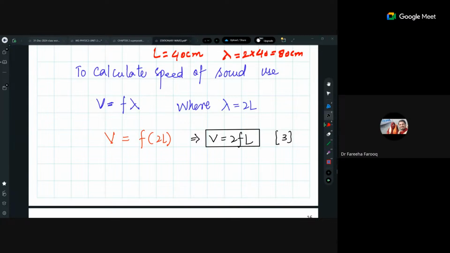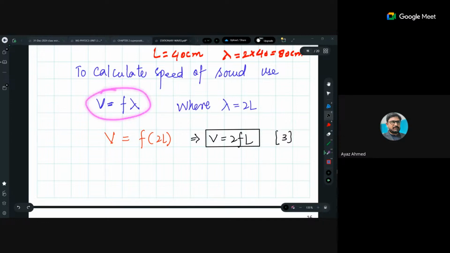For this purpose you will do nothing special. Simple, use V is equal to F lambda.